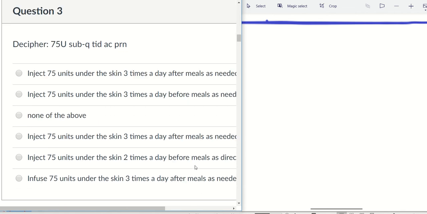All right. Number 3, sub Q. What is the verb? Inject. Very good. So we're going to inject 75 units under the skin. How often? 3 times a day. Before or after meals? Before meals, as needed. Inject 75 units under the skin 3 times a day before meals as needed.